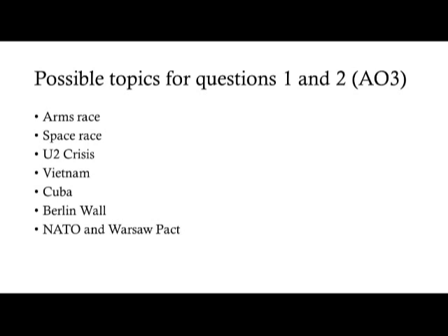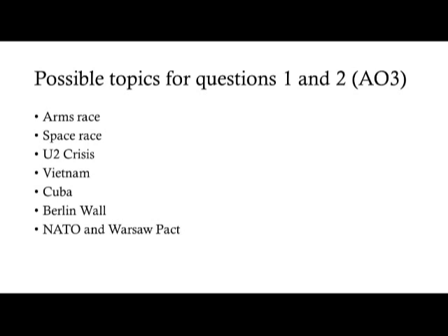Just have a think about what question one and two, the sources questions, might cover. It's quite possible that the arms race and space race in the 1950s could be the focus of either question one or question two this year. There's also a possibility that the U2 crisis could be the focus of question one or two. In last year's revision lesson and on last year's resource, which will also be reposted under this thread on Teams, there are some good sources on the U2 crisis, so do have a look at that.